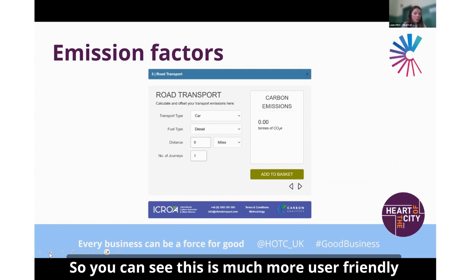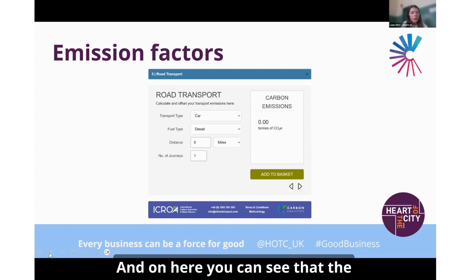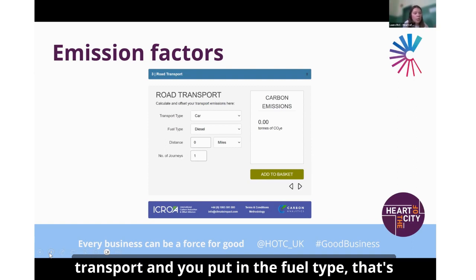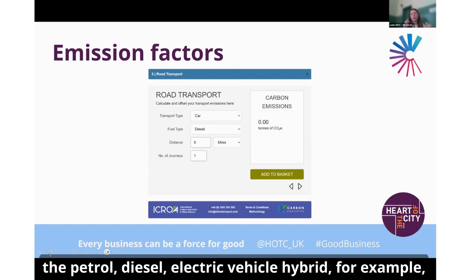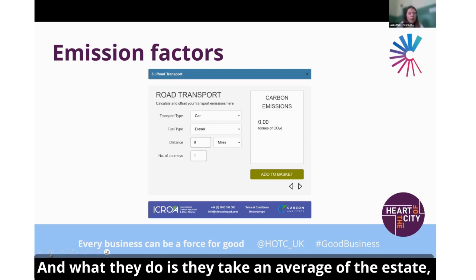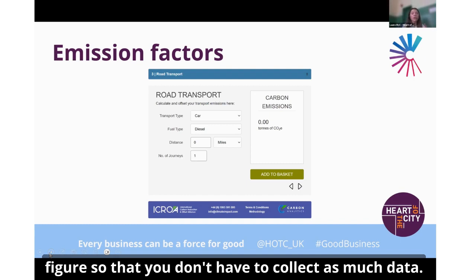So you can see this is much more user-friendly and much more simple to use, as are many other calculators. And on here, you can see that on the top line, you put in your activity data. So for example, your car, so that's the road transport, and you put in the fuel types. That's the petrol, diesel, electric vehicle, hybrid, for example, and it will give you an output. And what they do is they take an average of the estate, the 4x4, the luxury, the mini, and create one figure, so that you don't have to collect as much data.